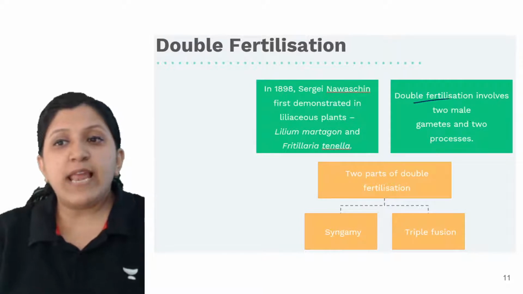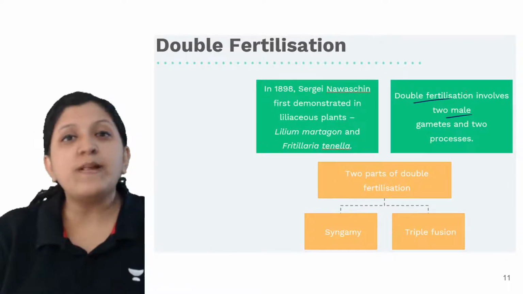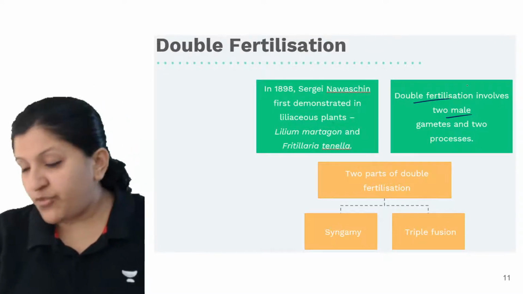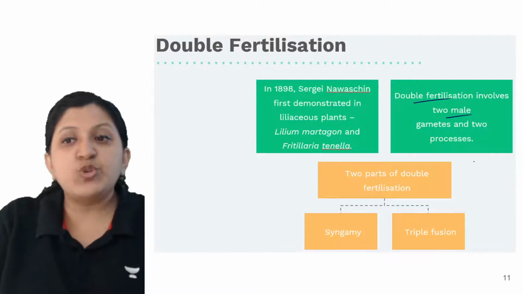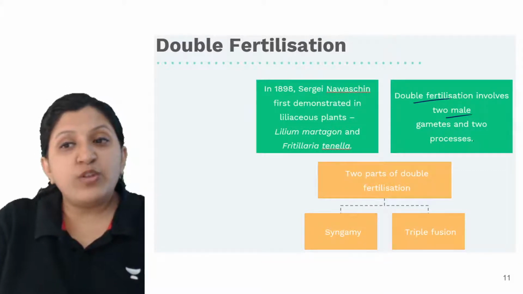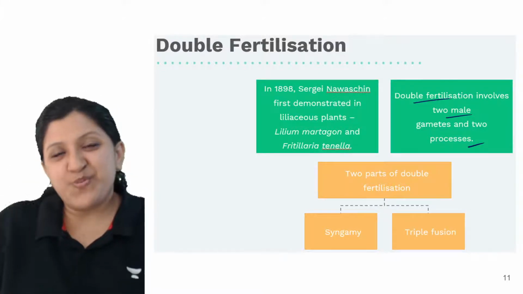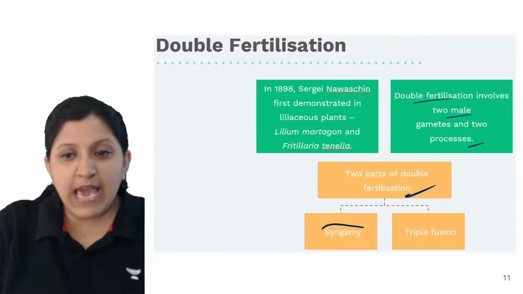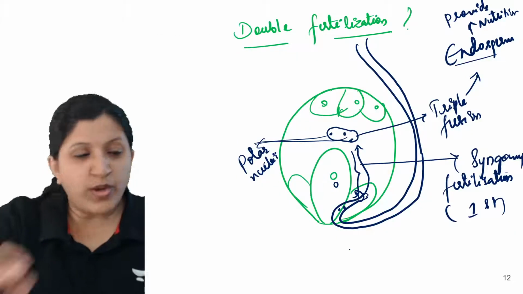Now double fertilization involves two male gametes. So one male gametophyte is what? Pollen grain. Contained within the gametophyte of a pollen grain, you can find two of the male gametes and two processes. Since two nuclei are there, two processes have to occur. So the two parts of double fertilization are syngamy and triple fusion. This is what I explained here.